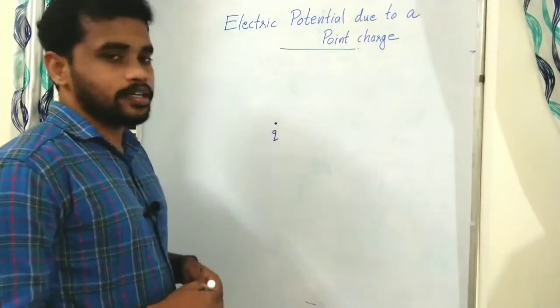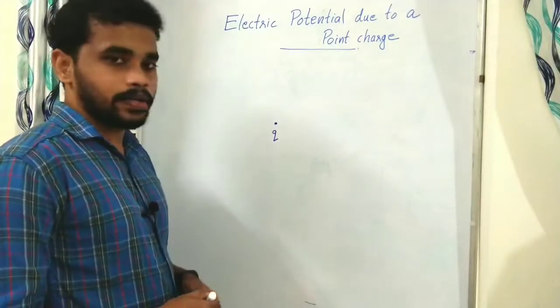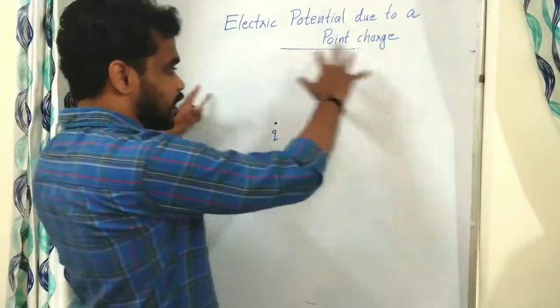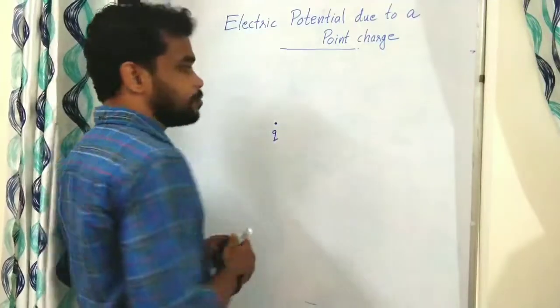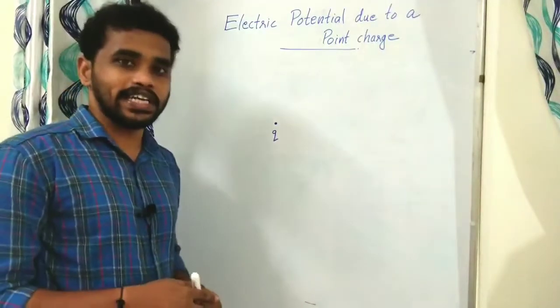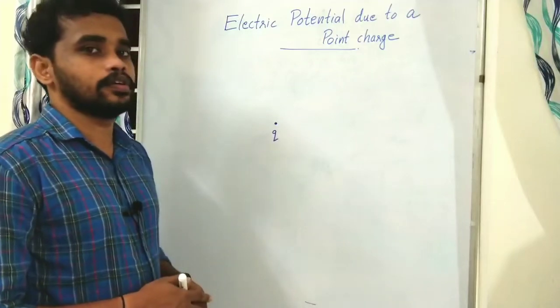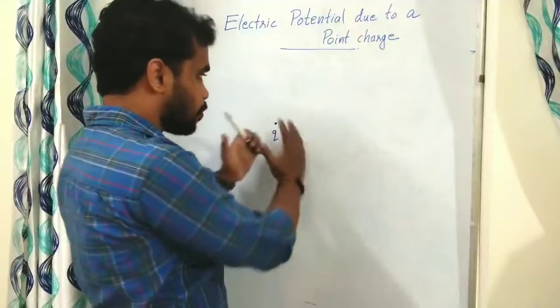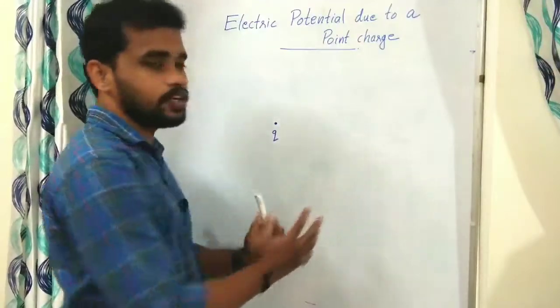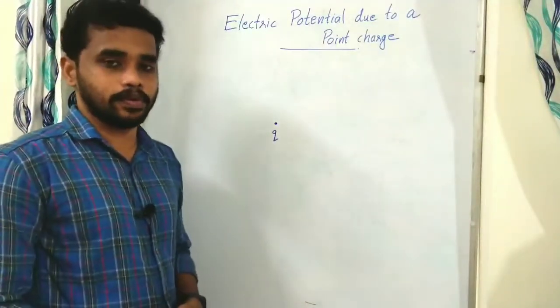You know that if you place a charge in a particular place, an electric field will develop around this charge. Around this charge there will be some electric field and electric potential. Both will develop. If you place a charge in any space, some electric field or electric potential will develop around it up to a particular distance.